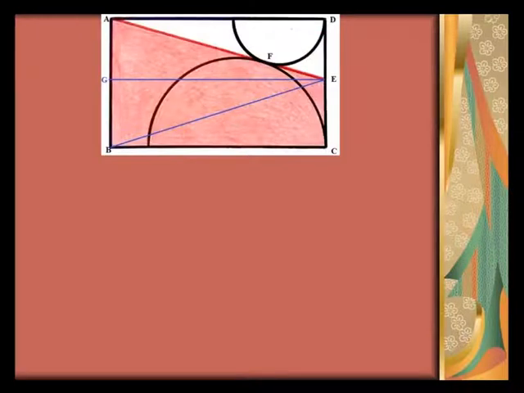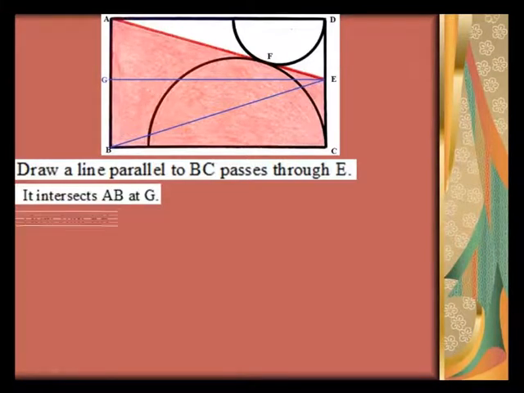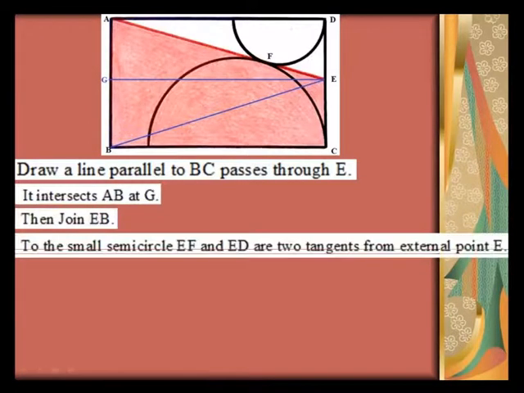Draw a line parallel to BC which passes through E and intersects AB at G. Then join EB. To the small semicircle, EF and ED are two tangents from external point E.